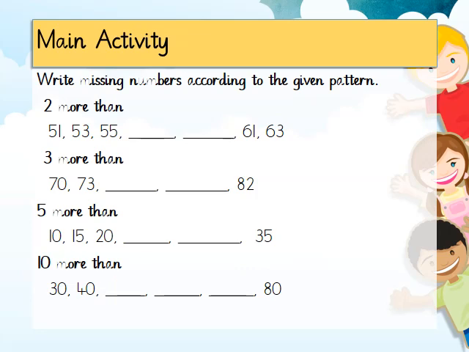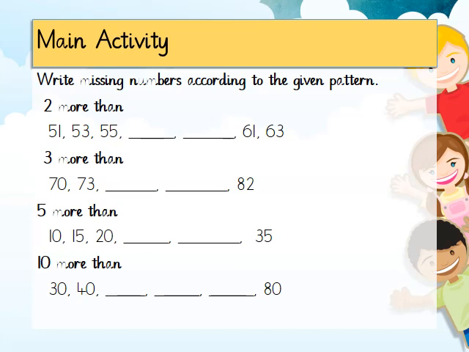Alright students, let's move towards the next part of the lesson, that is the main activity. The previous practice of adding and subtracting numbers will help you to form and to follow the given number patterns over here. Starting from the first part of the question, you have to add 2 more to the given numbers. Let's start: 51, 53, 55. Add 2 more to 55 and we will get, yes, 57. Next to it comes 59 and then 61, 63.